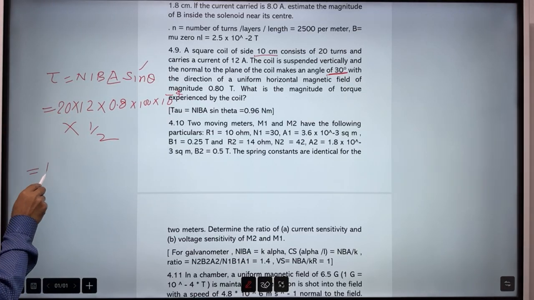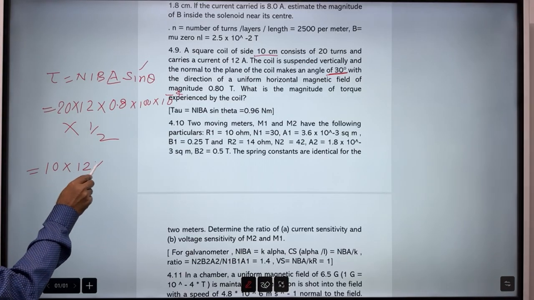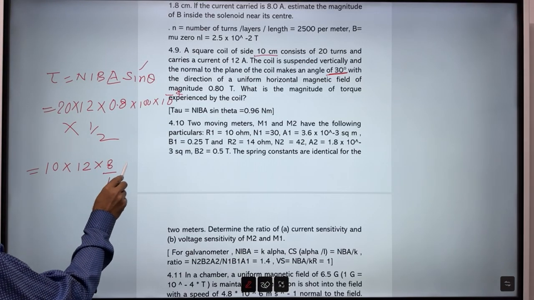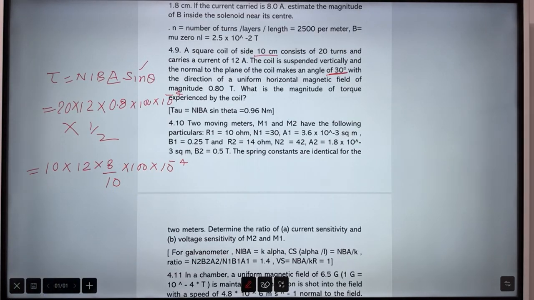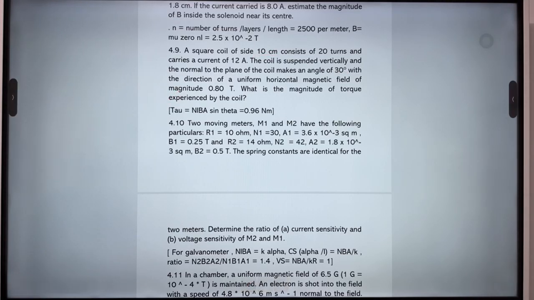So this will become 10 multiplied by 12 multiplied by 8 divided by 10 into 100 multiplied by 10 power minus 4. Right. So let's arrange powers. This is 96 into 10 to the power minus 2. There is no problem. Or 9.6 into 10 power minus 1. Or you can write 0.96. That will be better. And this is torque, Newton meter. Right. Now, let's go to next question.